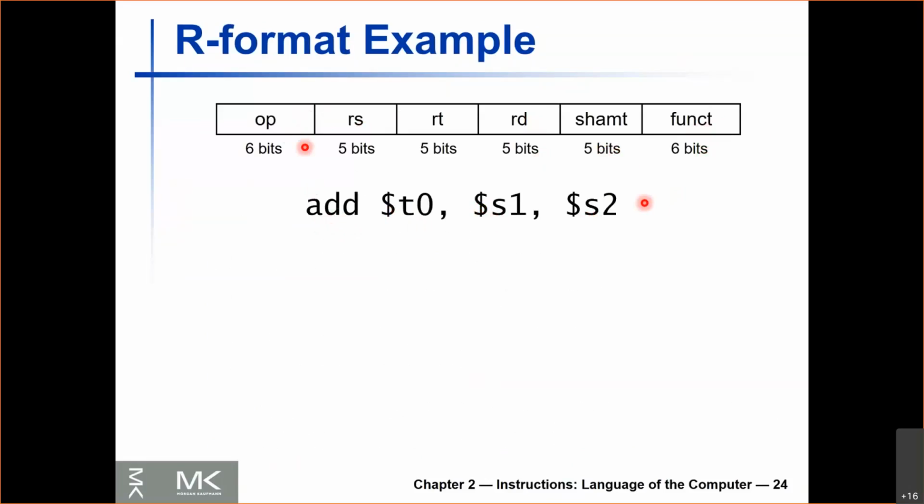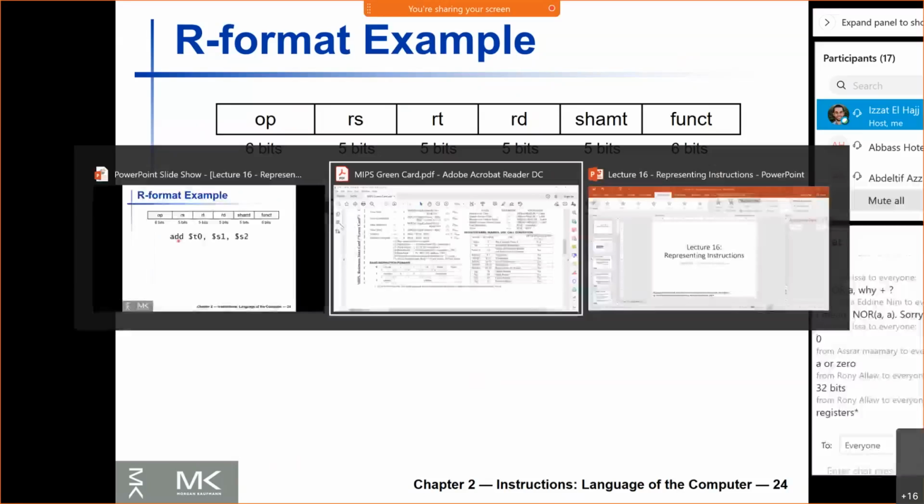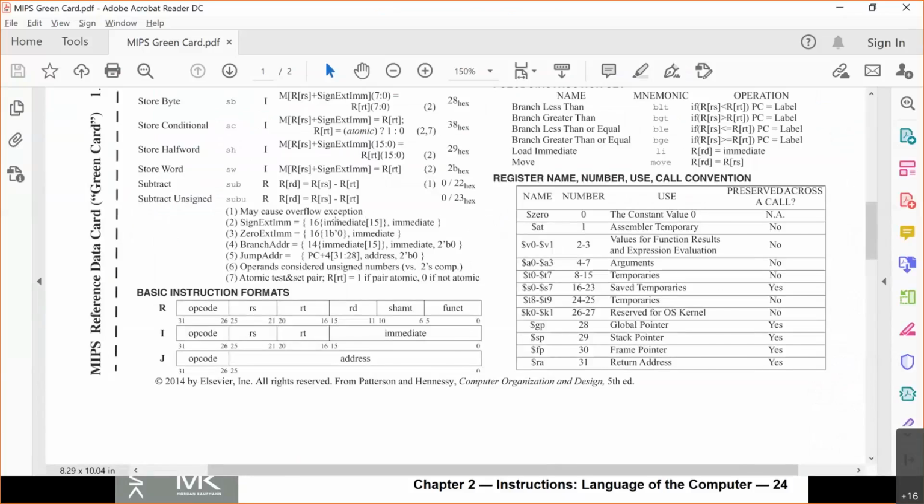Let's start with the opcode. The first step is to figure out what the opcode for add is. To do that, we're going to look at something called the MIPS green card.